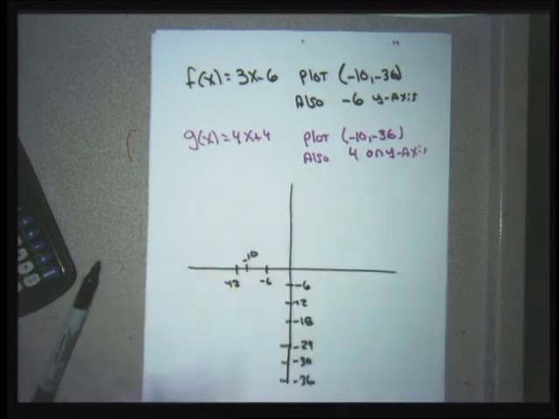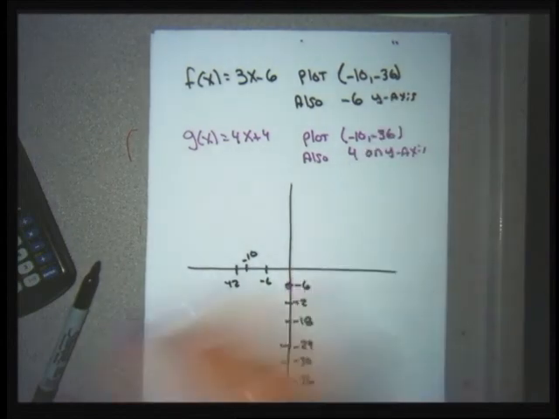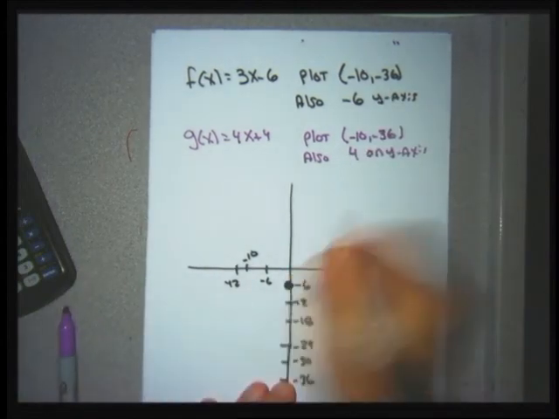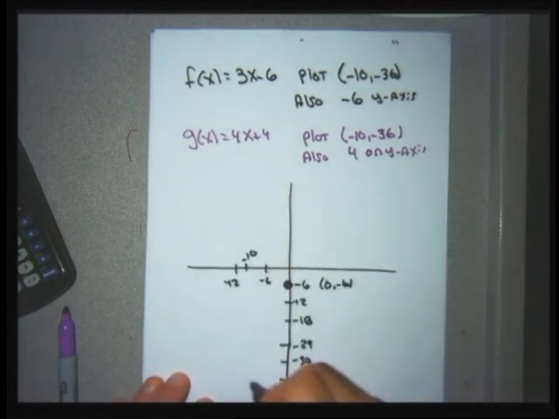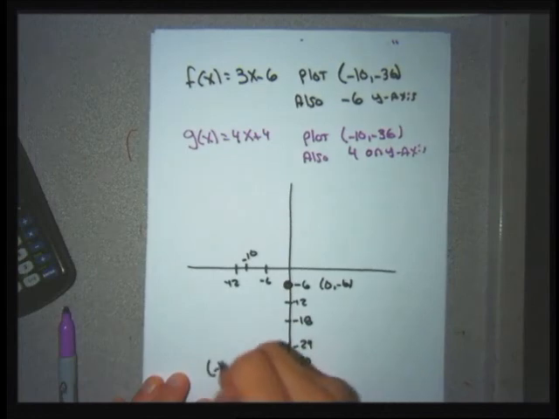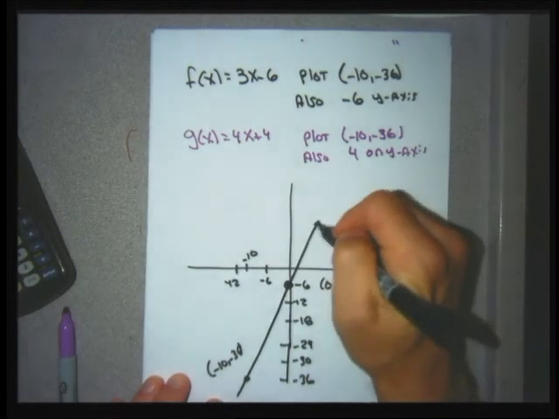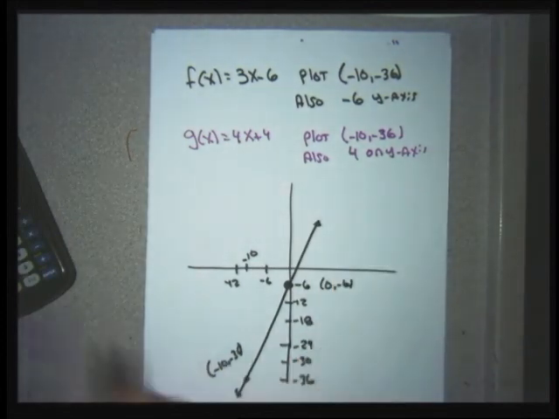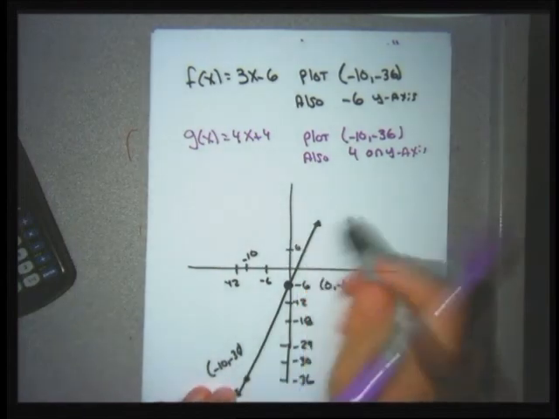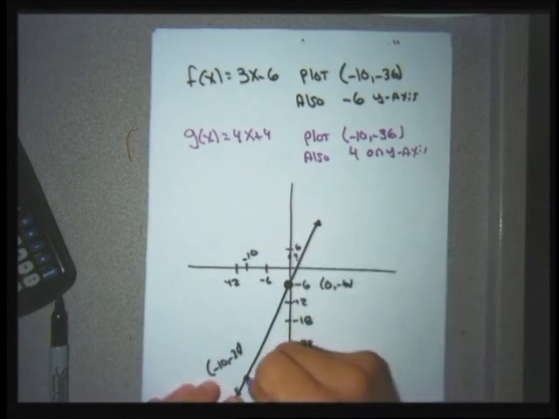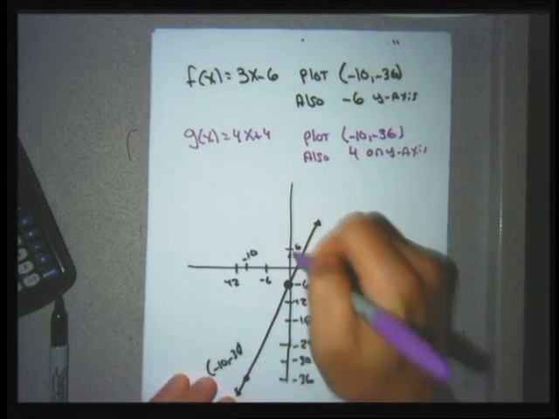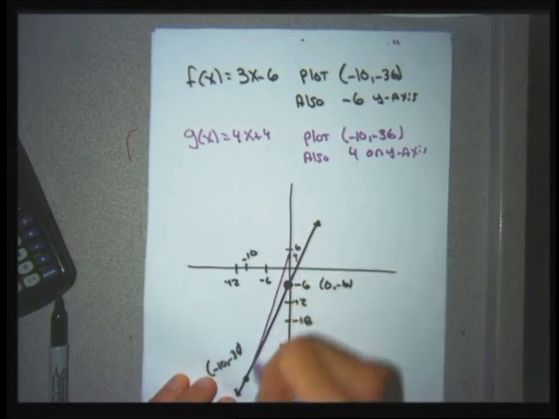So for the f, I plot -6 on the y-axis. There's the point 0, -6. And then I plot the point -10, -36. And I connect those points more or less with a straight line, arrows signifying the graph doesn't stop. For the g function, I'm plotting 4 on the y-axis, which is about there, and that point -10, -36, and then trying to connect those.